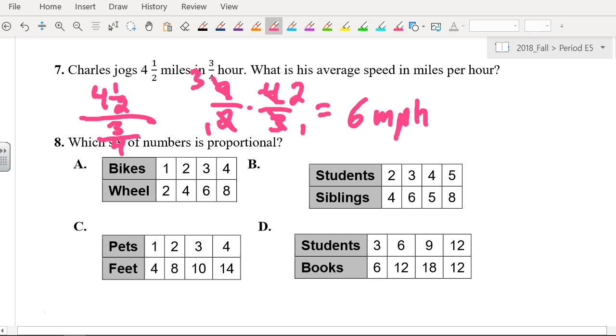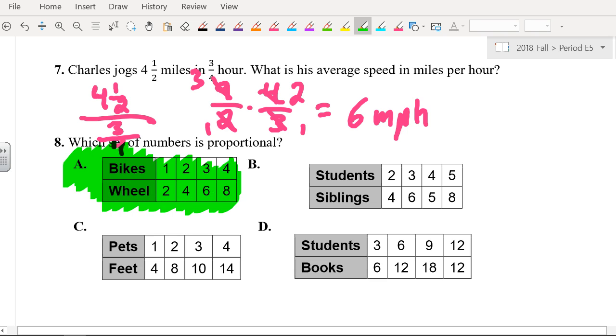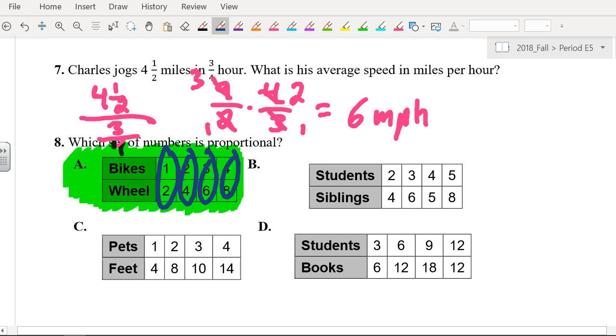Alright, so number 8. Anybody find out which one's the answer? Yes. She says A. Do we agree? Yes! Hey, you're right. Can you say why? Because when finding the function for the bikes to the wheel, you can tell that for every bike, the wheel is twice as big. Right, so it's the same what? Starts with an R. It's the same ratio. So 1 to 2, 2 to 4, 3 to 6, 4 to 8.